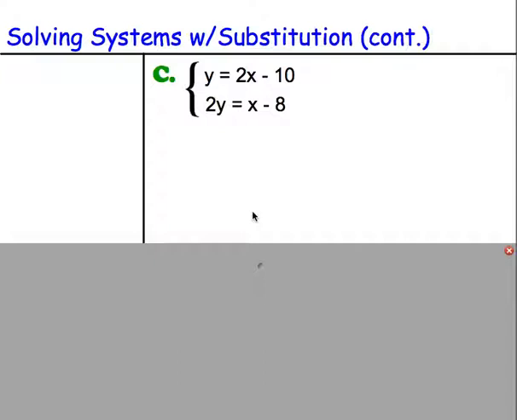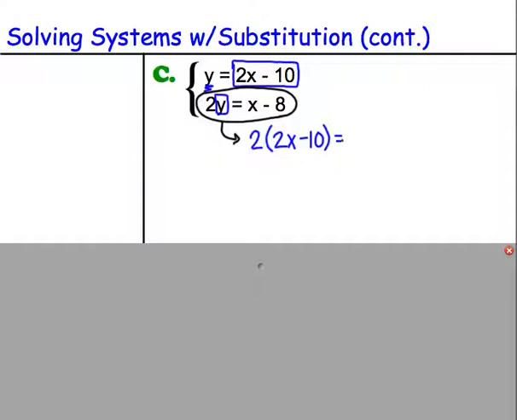I see that we have a y equals here, so I'm going to box in what y is equal to, and then I'm also going to box in the y in the second equation. So then I'm going to take this equation right here, and I'm going to replace or substitute in what y is equal to for the y. So I got 2 times y, and y is equal to 2x minus 10, and that is equal to x minus 8. So then I can distribute and get 4x minus 20 equal to x minus 8.